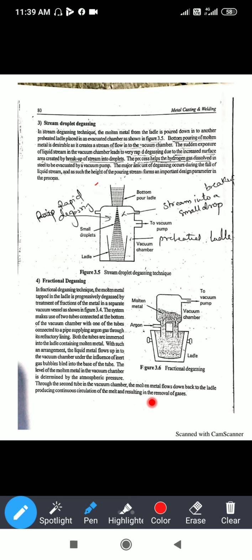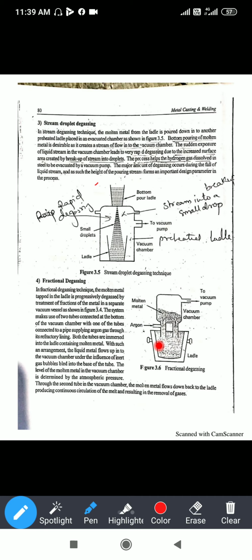At the top there is a huge tank, and at the bottom there is a small tank with a tap. When you open the tap for drinking water, you can see air bubbles coming up at the top of the tank. That phenomenon is applied here in fractional degasification. The ladle is there in which the liquid metal has already been poured. You can see the ladle over here. Through one tube of the vacuum chamber, the gas is supplied.